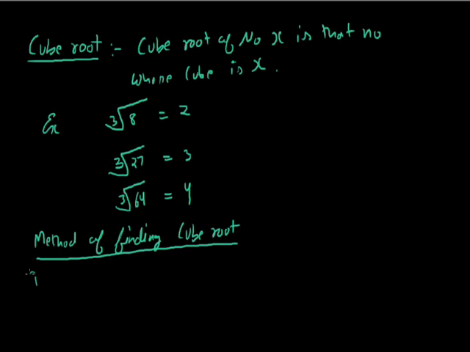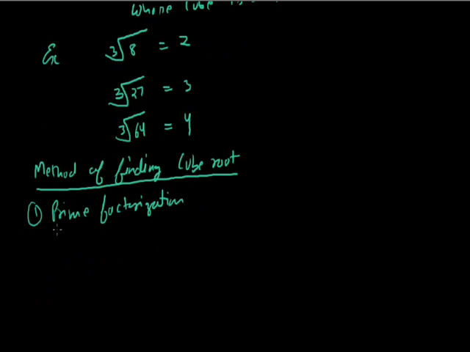The first method is the prime factorization method. With the help of the prime factorization method, we can find the cube root of a given number. We understand this by an example. Find the cube root of 512.